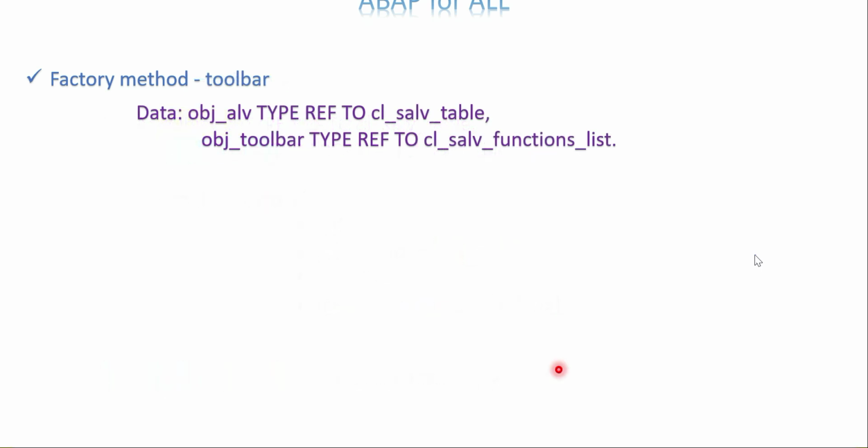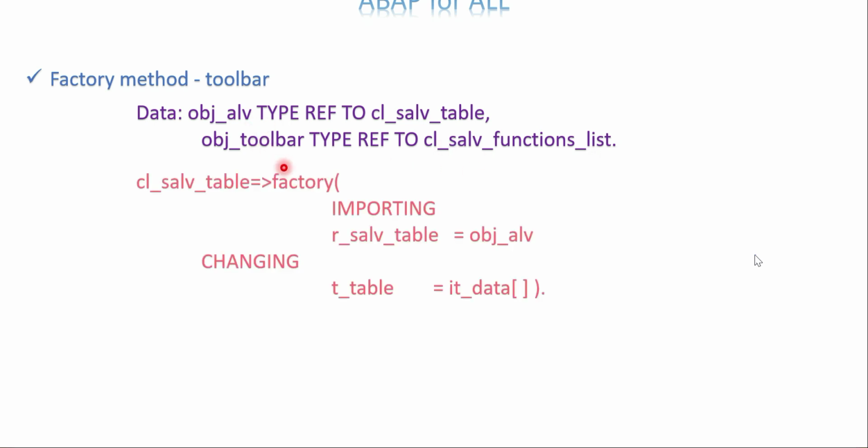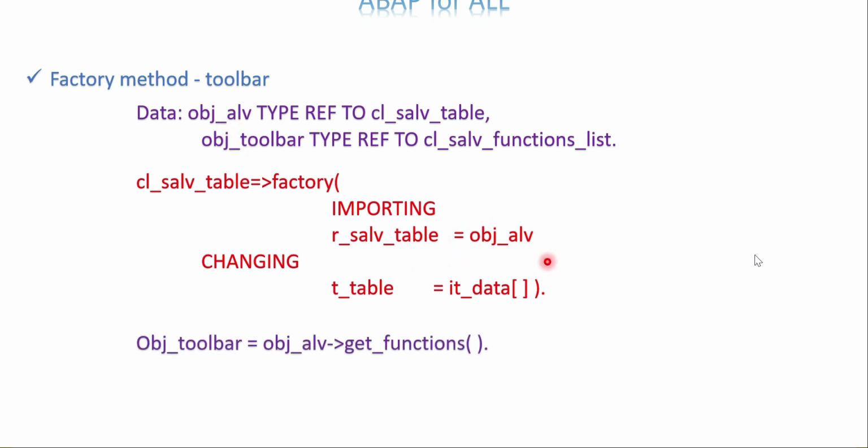The first one is the toolbar. We have already seen how to enable a toolbar, and today we are going to add some more options. To get a toolbar, obviously I need an object that is going to refer to the class CL_SALV_FUNCTIONS_LIST, and I'm going to get the reference of it. How to get the reference? Step one, first get the reference of your base object OBJALV along with your internal table. After that, this class CL_SALV_TABLE has a method called get_functions. With the help of that, I'm going to get the reference of this toolbar object.